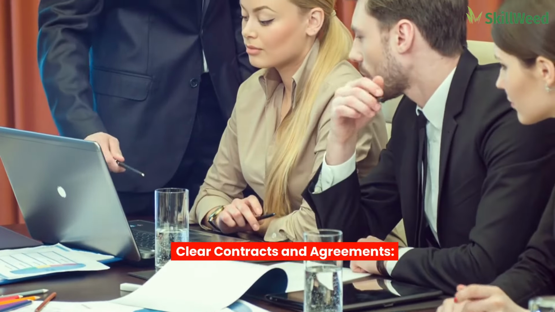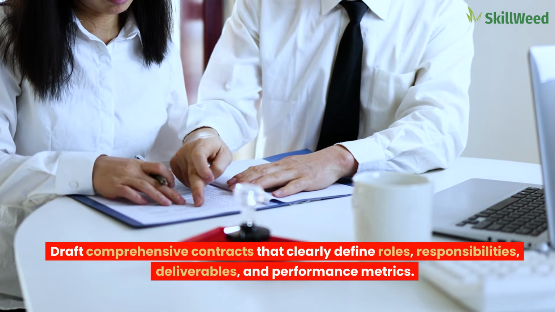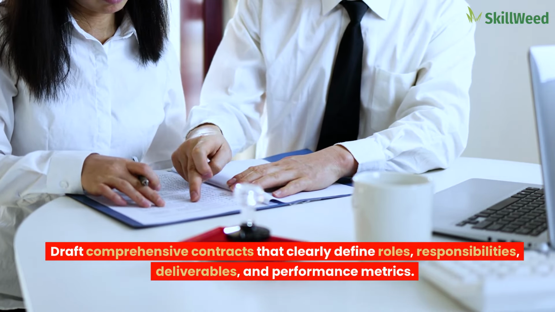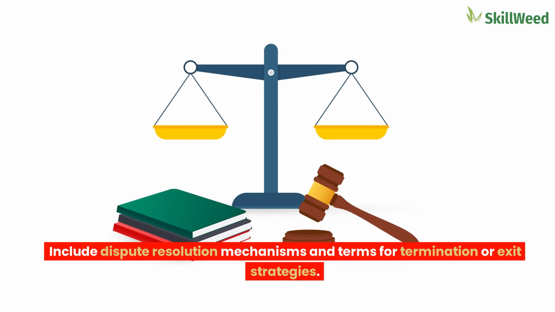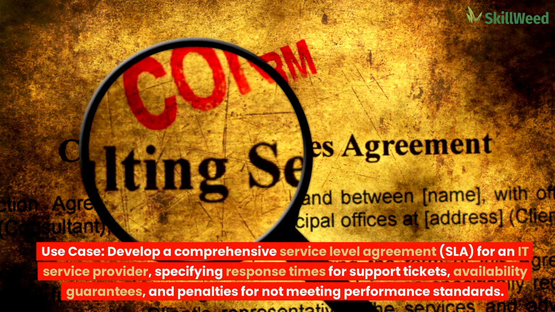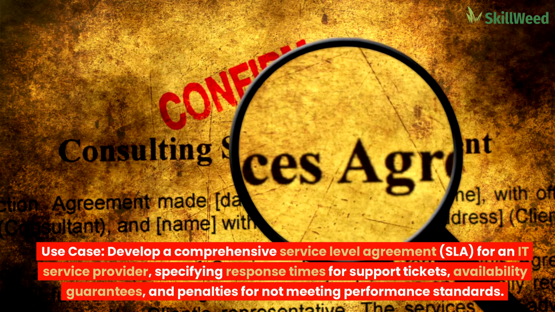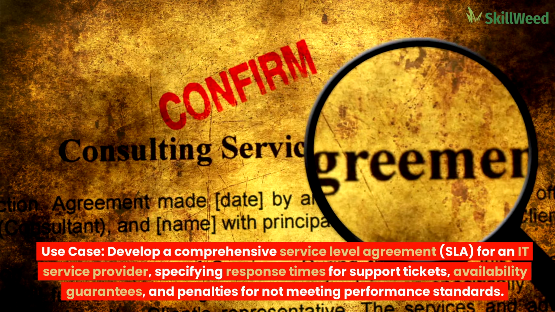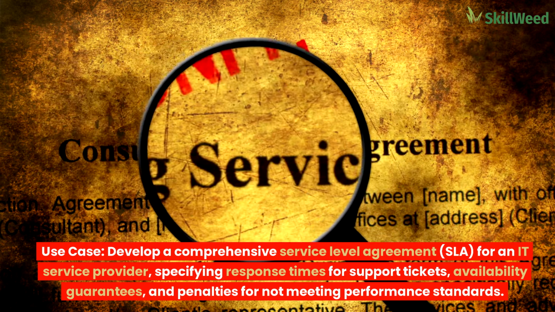Clear contracts and agreements. Draft comprehensive contracts that clearly define roles, responsibilities, deliverables, and performance metrics. Include dispute resolution mechanisms and terms for termination or exit strategies. Use case. Develop a comprehensive service level agreement, SLA, for an IT service provider, specifying response times for support tickets, availability guarantees, and penalties for not meeting performance standards.